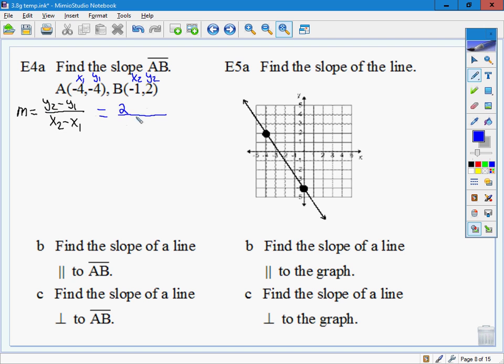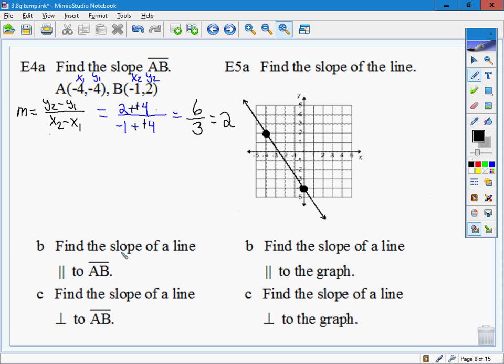y2 is 2, minus y1 is a negative 4. x2 is negative 1, minus x1 is a negative 4. Both of my minus negatives become plus positives. 2 plus 4 is 6. Negative 1 plus 4 is 3. And 6 over 3 would simplify to 2.